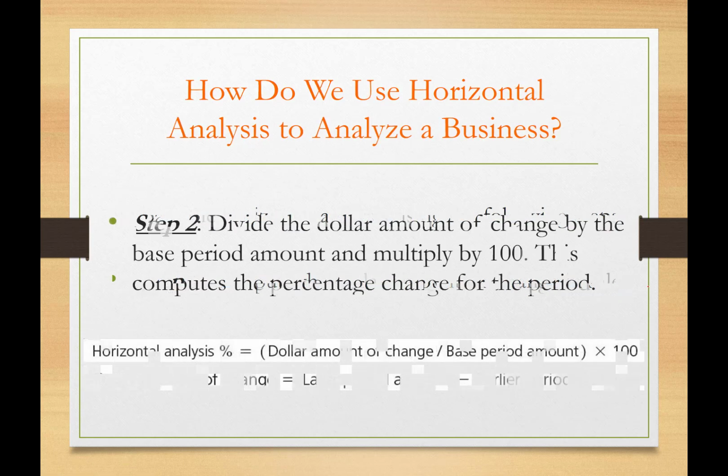Step two would be for us to divide the dollar amount of the change by the base period amount and multiply by 100. So then that would compute the percentage change for the period. So again, the horizontal analysis percentage would equal the dollar amount of the change divided by the base period amount times 100. And that would get you your percentage that you're looking for.